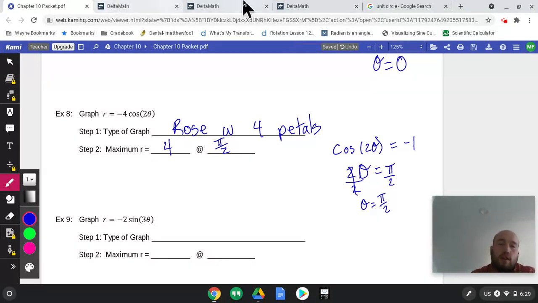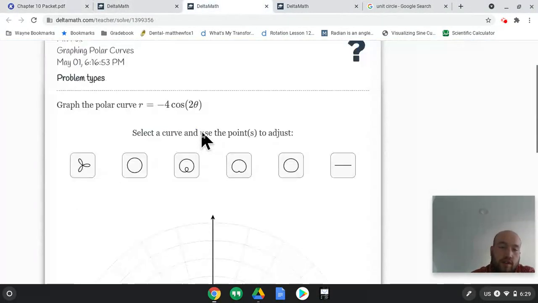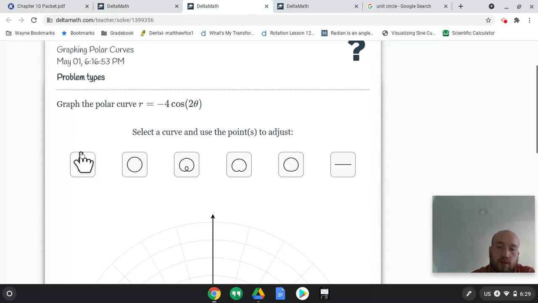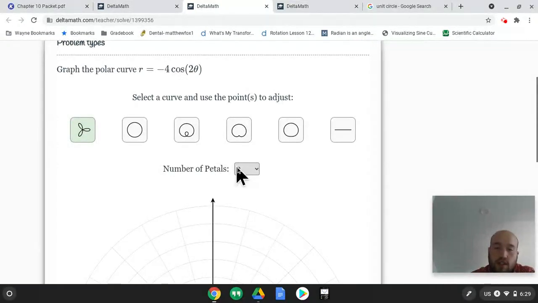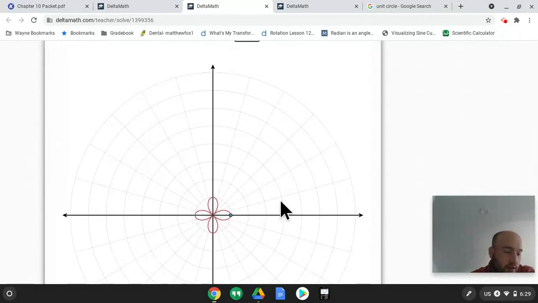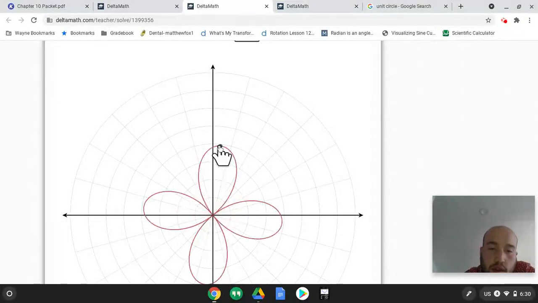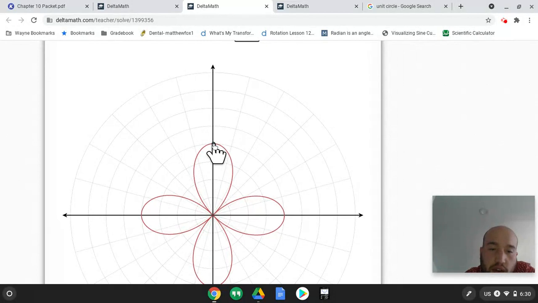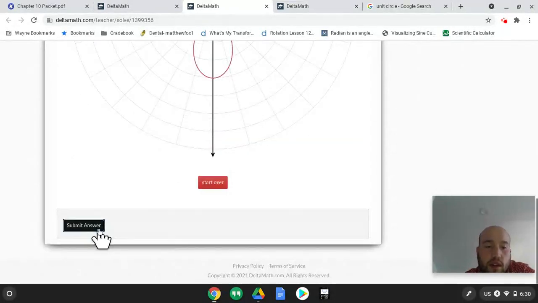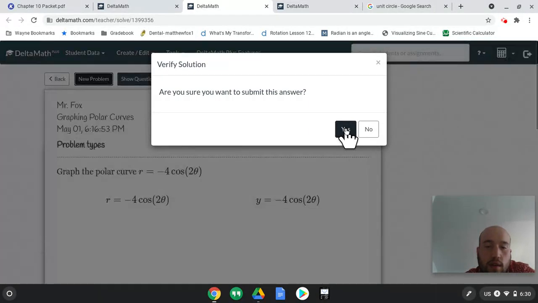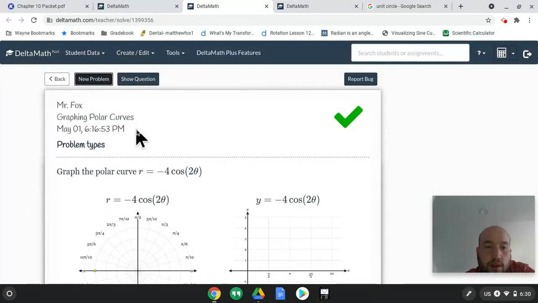Okay, so we go to the second one. As you can see, the same thing we had. We choose rose, and we need to change this to 4 petals. Okay, and it will occur at theta equals pi over 2, and we said it'd be 4. So pi over 2 is straight up. 1, 2, 3, 4, right there. All right, and we can go ahead and submit it. And we got our check mark. We're good to go.